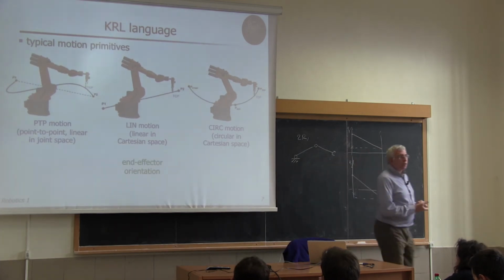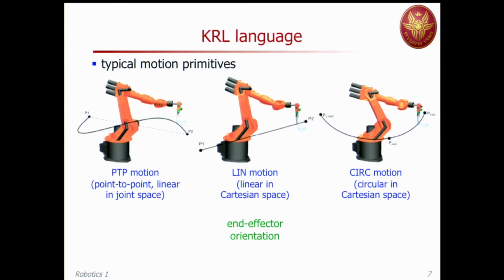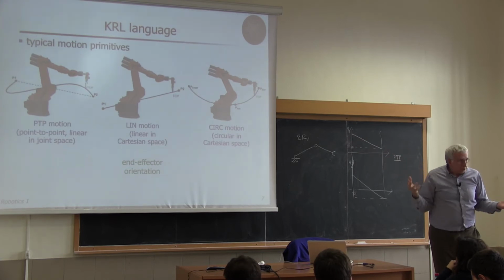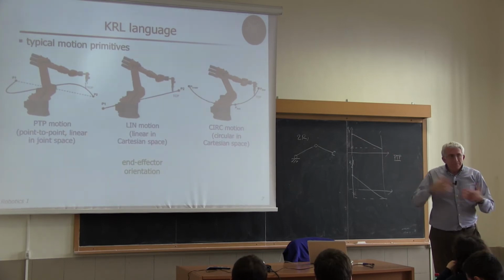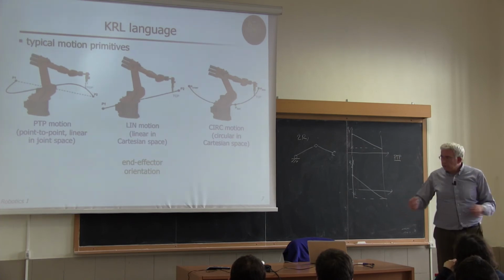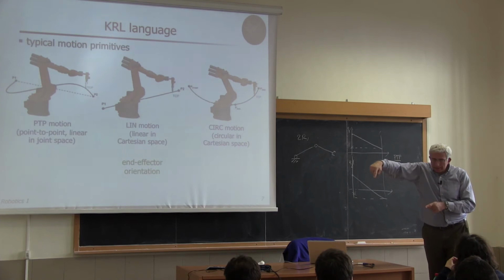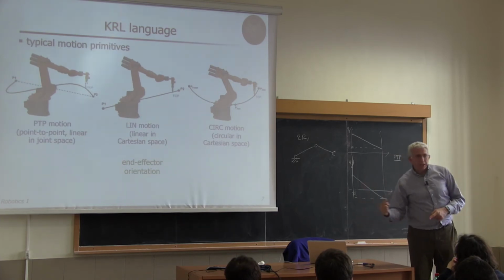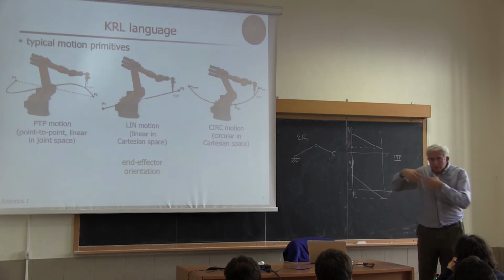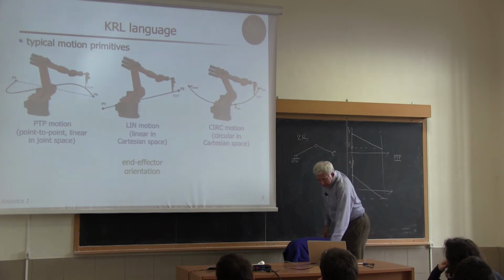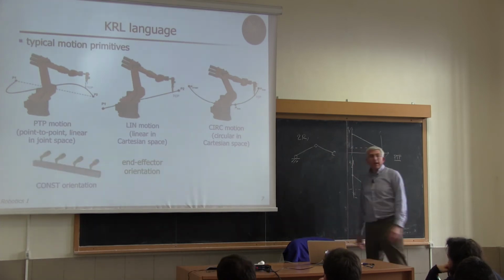What about the orientation of the end effector? Now, if I give you a path in a 3D space, this is a path of a point. Nothing is said about the orientation. I could go linearly like this, or I can go linearly while changing my orientation. So something else should be specified in terms of orientation. And there are various options.